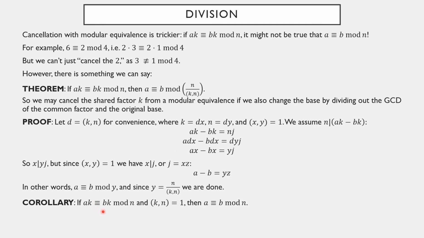The nicest scenario is when the thing you wish to cancel is relatively prime to the base. Then cancellation works exactly as you would hope. But in general, you may have to change the base of your modular equivalence.